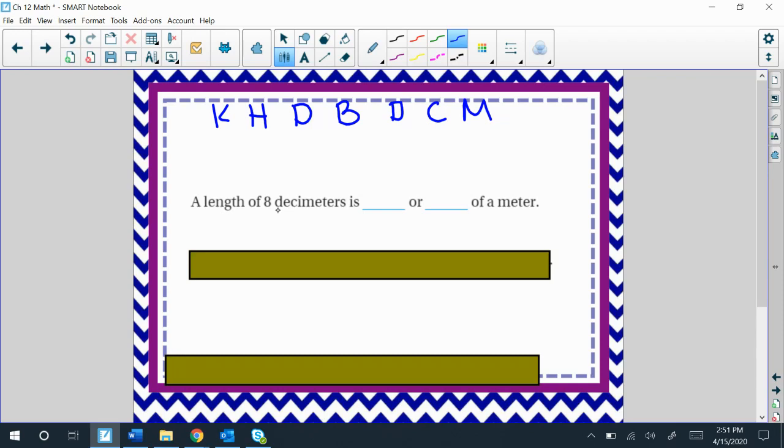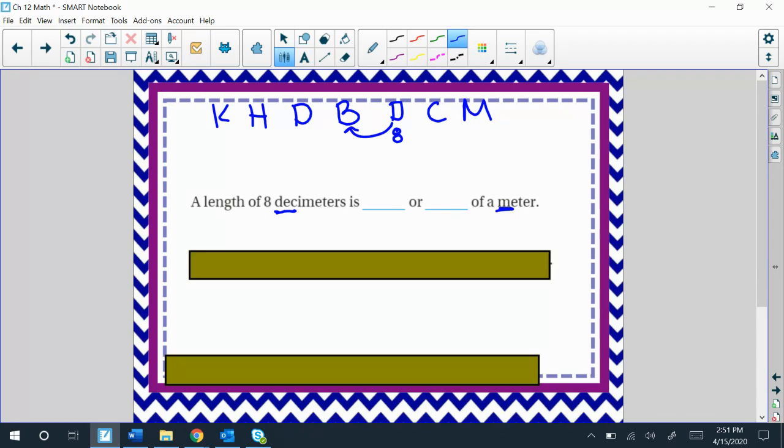Now I need to know which D this 8 will go by. Well, if you follow it, this D is by the C. Oh, this D is also by the C. This must be deci. This D is by the K, so that means it's deca. So I'm going to put 8 underneath my deci. Now I'm going to jump from 8 deci and I'm going to go to my meter. It does not say millimeter, so it is not this M. Meter is the base.